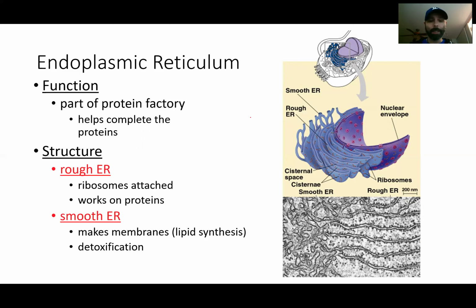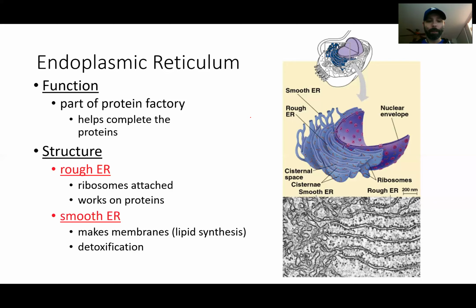It's called the rough ER because it has ribosomes attached, which means that its main job is to make proteins. The messenger RNA coming out of the nucleus would immediately go into the rough ER and find a ribosome, and the ribosome would start to translate that into a protein, right?